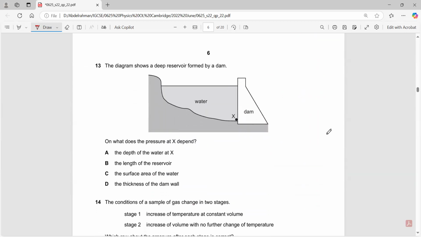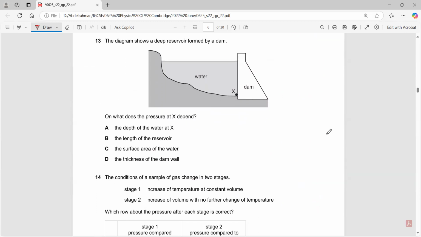The diagram shows a deep reservoir formed by a dam. On what does the pressure at X depend? Pressure in liquids depends on three things. Pressure equals rho g h: density, gravitational acceleration, and the height or the depth. Density of the water is constant. The g on Earth is constant, so it only depends on the depth of the water at X, the depth below the surface.